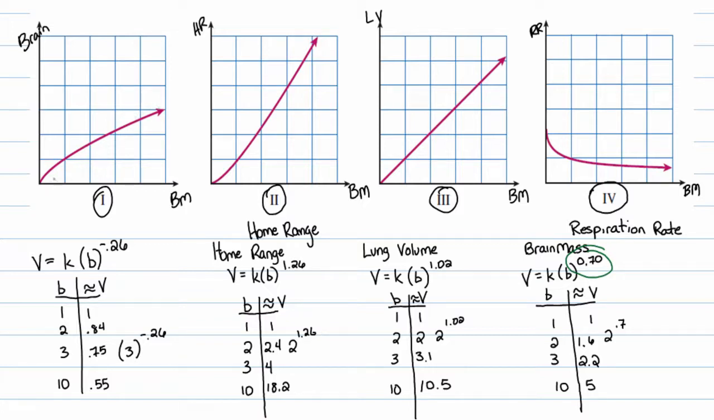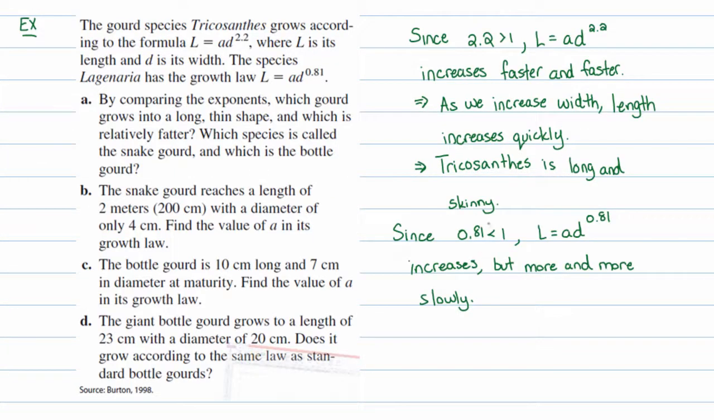So in other words, don't think of brain mass and body mass here. Instead, think that we're increasing the diameter of the gourd, and as we increase that diameter of the gourd, the length increases, but just not very quickly. It actually kind of, its increase in length slows down as time goes on. So, since our power is less than 1, the length, which is equal to AD to the 0.81 power, increases, but more and more slowly.